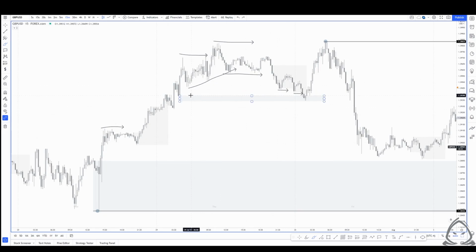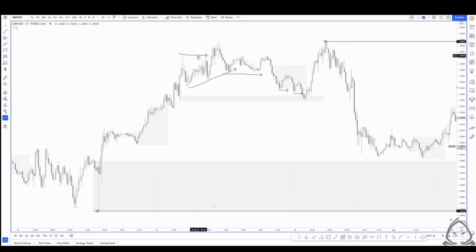And in this case, what we can see is we have a lot of internal range liquidity being created. We sweep or take all of that liquidity, we tap into a demand zone, and then we continue moving to the upside, breaking the previous high. So what we can see is all of that liquidity has been taken.